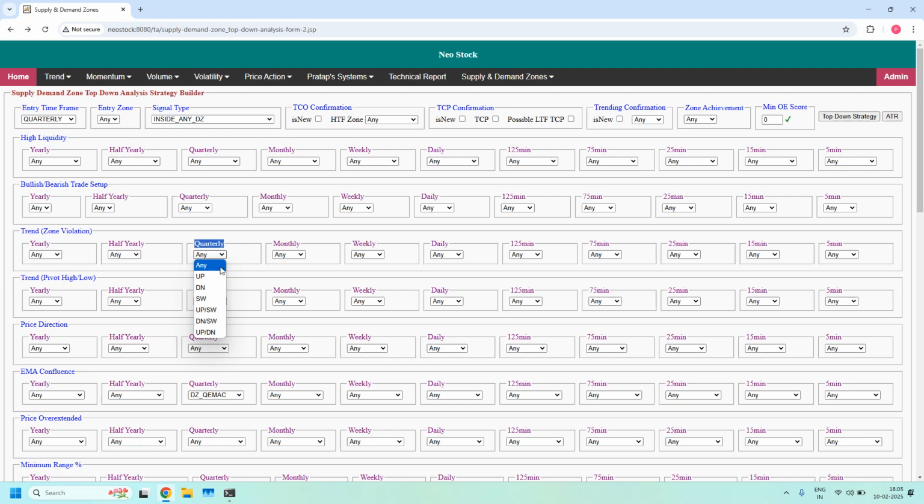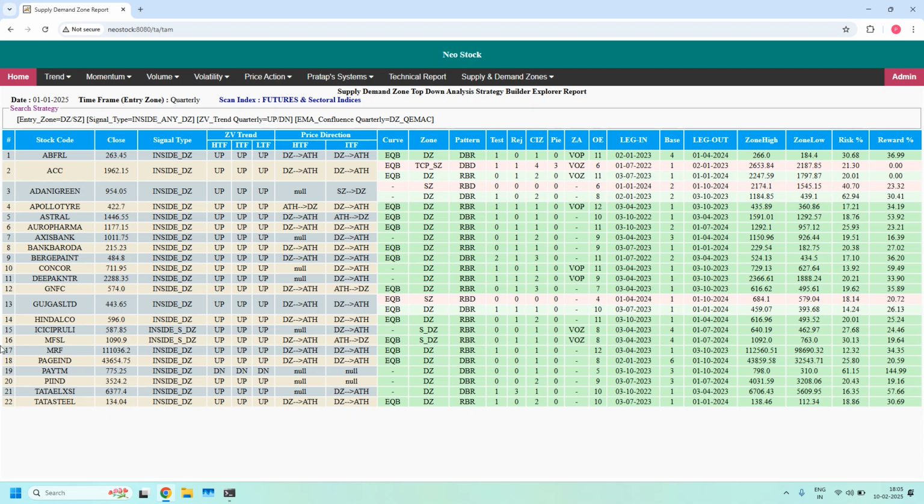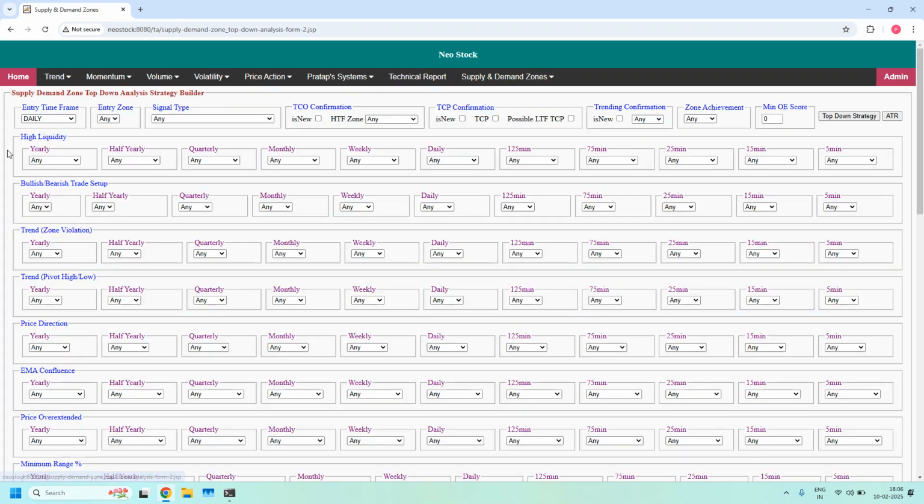EMA confluence makes sense only in a trending market. That's why I'm selecting up or down, and let me filter. Now the list has come down to 22 stocks. So these 22 quarterly demand zones are having quarterly EMA confluence. Okay, next, quarterly time frame.